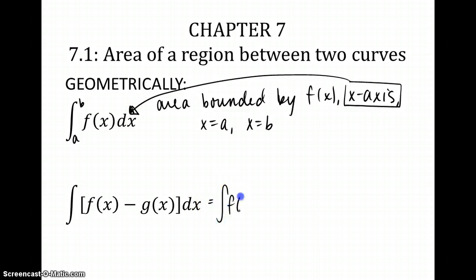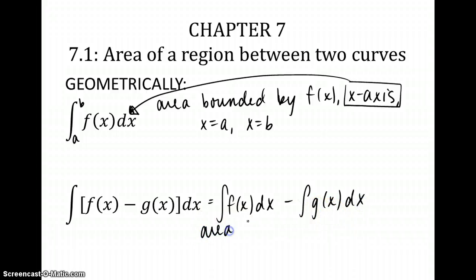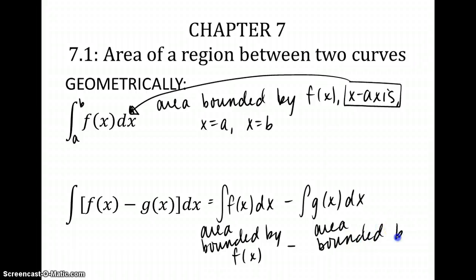If we think about splitting this integral up, geometrically what would be represented by this? The area bounded by f of x minus the area bounded by g of x. So we're finding some region and then we're taking another part of it away.